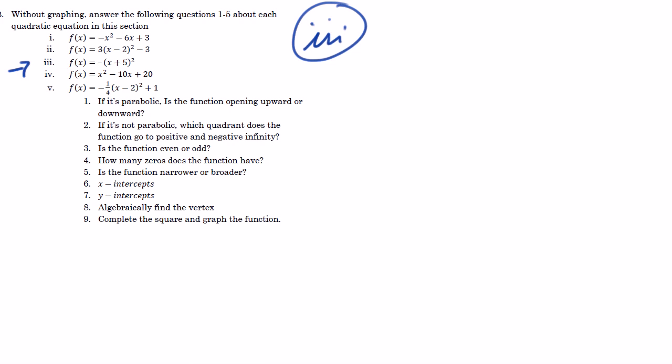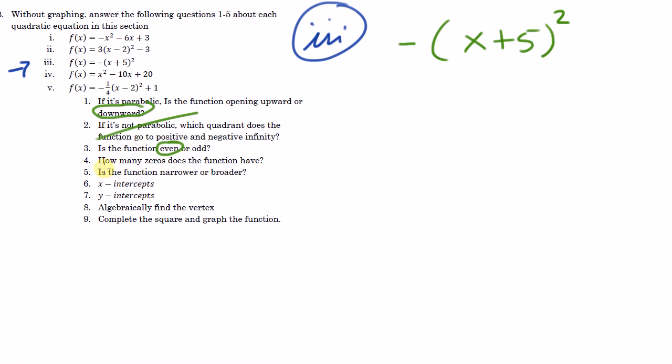It's going to be negative x plus 5 squared. And that's it. So this is already completed for us. This is parabolic, and it's going to open downward. This negative sign here. And if I was to multiply x plus 5 times x plus 5, I would get negative x squared. And then we have, don't have to worry about that one.